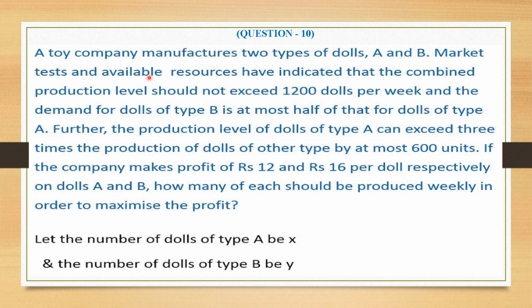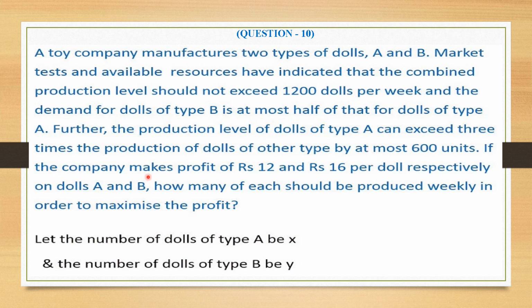So I got the first inequation as x plus y less than equal to 1,200, if x is for doll A, and for type B doll the number of dolls is taken as y. And the demand for dolls of type B is at most half of that for dolls of type A. While framing the inequation, we will keep it in mind. Further, the production level of dolls of type B can exceed 3 times the production of dolls of the other type by at most 600 units. At most means maximum, so it should be less than or equal.